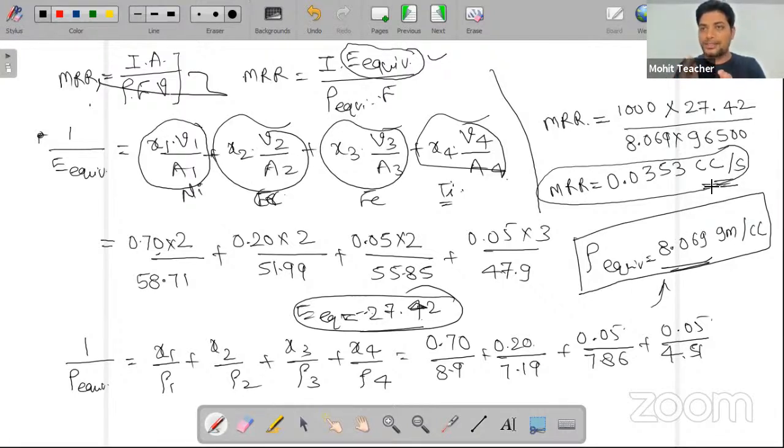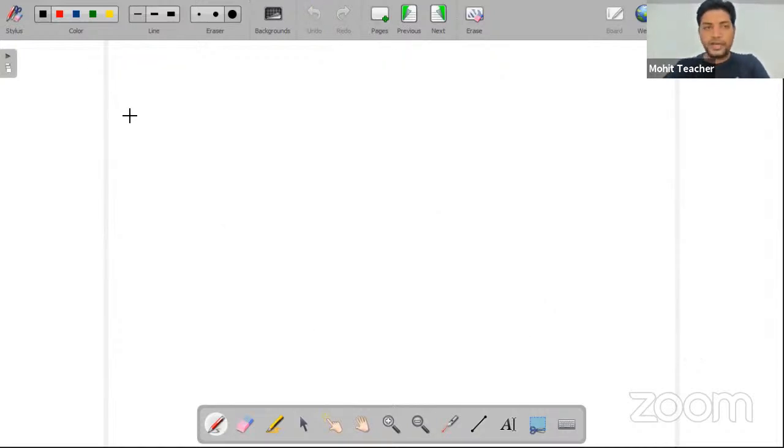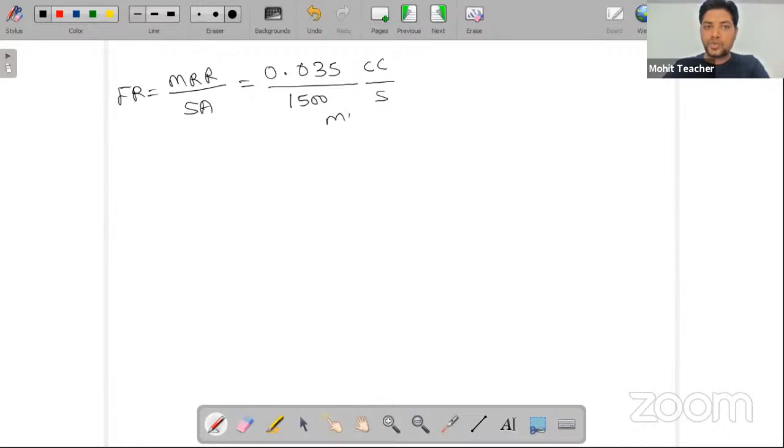Now this is the MRR, but this is not the final answer. We have to calculate the feed rate. Feed rate Fr will be equal to material removal rate upon surface area. The material removal rate that we have recently calculated is 0.0353 cc per second. And what is the surface area? That is 1500 mm square.